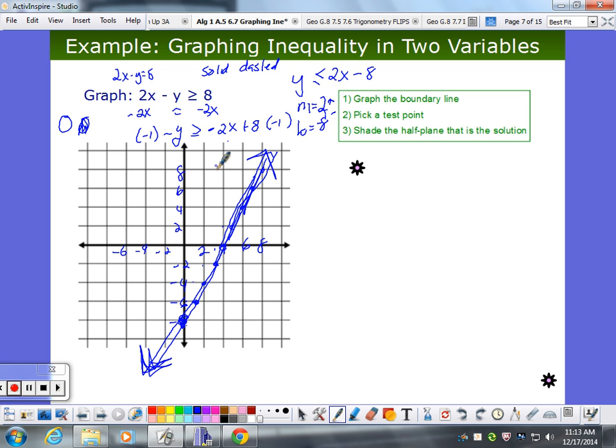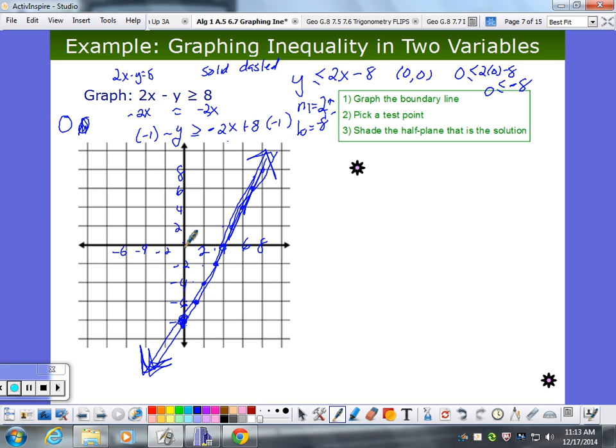Alrighty, now I have to figure out where do I shade? How do I figure it out? Let's plug in a point not on the line. Why don't we try an easy point like 0, 0. Plug that in, you get 0 is less than or equal to 2 times 0 minus 8. 0 less than or equal to -8. True or false? False. So is this a solution?